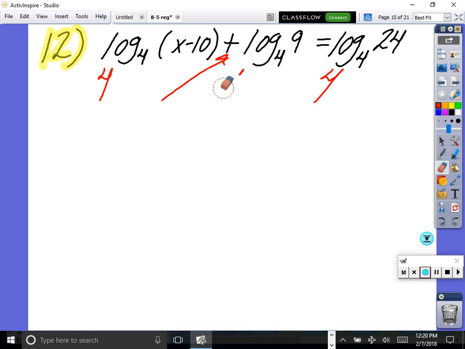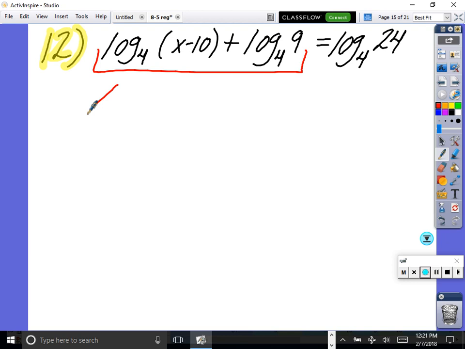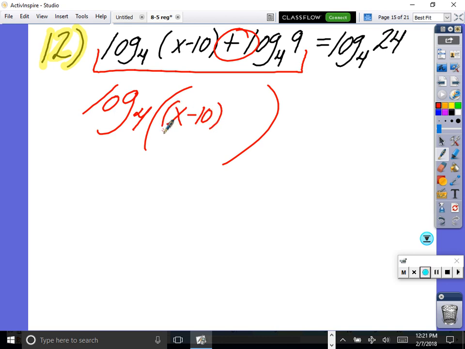Well, the good news is they're all log to the base 4s. So on the left side, we can actually create one logarithm by using properties of logs. Let's put them together. Log to the base 4 of, when you add, you multiply. So let's write this as one logarithm. Do you see the first step? We've got to put it together. One logarithm allowed only. So then we have that.